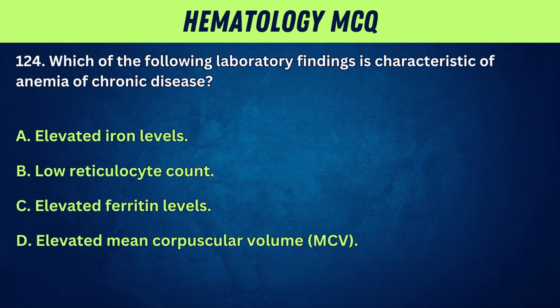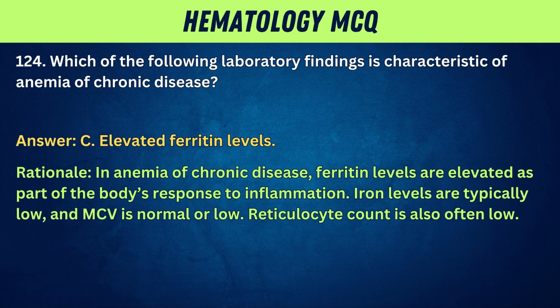124. Which of the following laboratory findings is characteristic of anemia of chronic disease? A. Elevated iron levels. B. Low reticulocyte count. C. Elevated ferritin levels. D. Elevated mean corpuscular volume, MCV. Answer: C. Elevated ferritin levels.